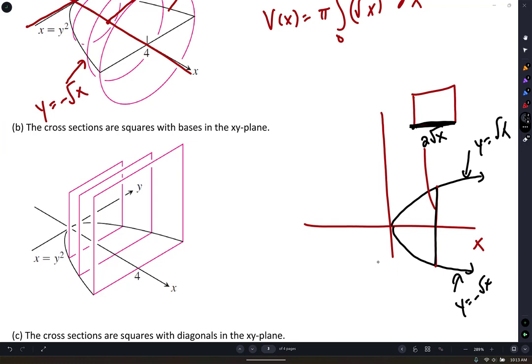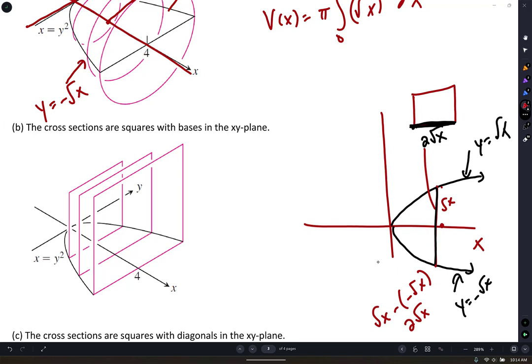Does everyone know how I got 2 square root of x? Yeah. No? Okay. I did this. You can either say that the distance from the x-axis to the curve is square root of x, and I just did that times 2. Or you could say the top curve, square root of x, minus the bottom curve, negative square root of x, and you still get 2 square root of x. See? So just the distance in terms of x. And I know there is a square, right? We're okay?